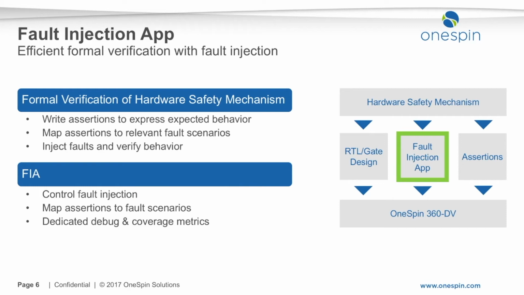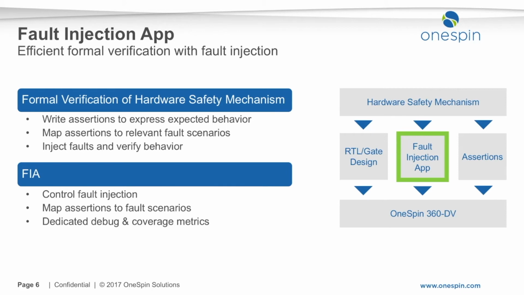To facilitate this task, we designed the Fault Injection App, or FIA. This automated app provides a simple interface to inject faults and map assertions to fault scenarios. It reduces development effort by adding dedicated debugging features. These are very important. It can be really confusing to debug a hardware function that is only activated when the design's behavior is corrupted on purpose.